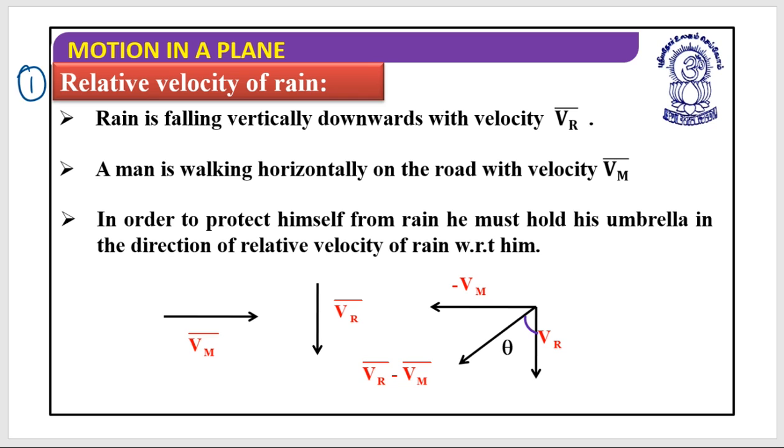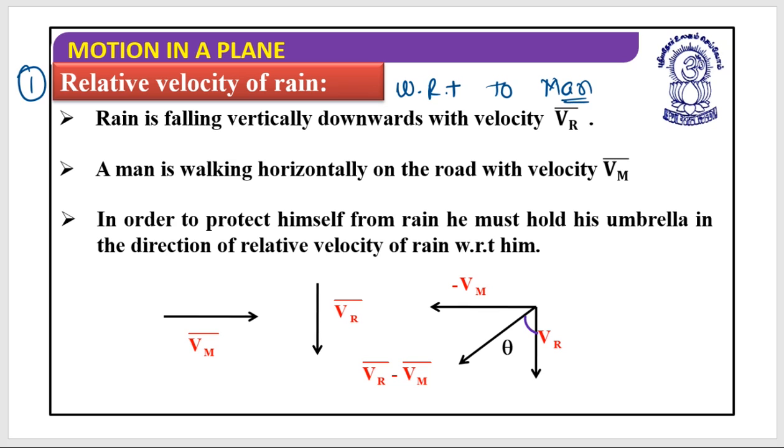First, the relative velocity of rain. Here I have not written it, but it is with respect to man. It is the relative velocity of rain with respect to man. That means the velocity of rain as perceived by a man. I hope this is clear.